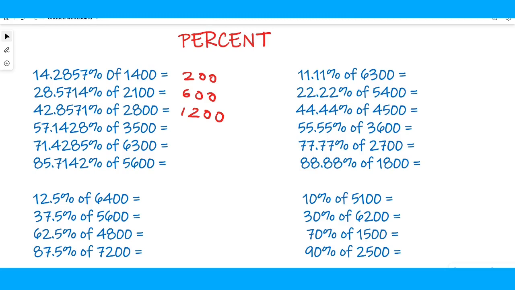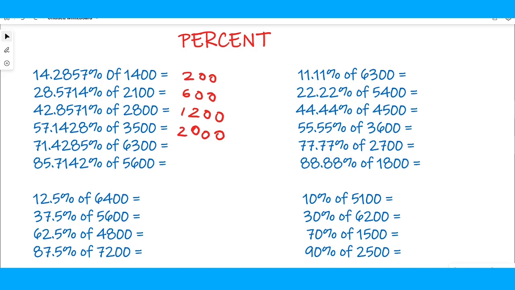57.1428% of 3500. 57.1428% is 4 upon 7, and 1/7 of 3500 is 500. So 4 upon 7 of 3500 is 2000. So we write 4 upon 7 of 3500 as 2000. Thus 57.1428% of 3500 is 2000.